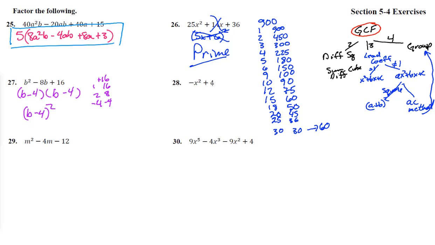Negative x squared plus 4. Oh, I don't like that negative in front. You could write this, take a -1 out, and then you have x squared minus 4, which in two terms is a difference of perfect squares. So you could write it like this, x minus 2, x plus 2. That would work. I want to just show you that this other problem could have been written this way.